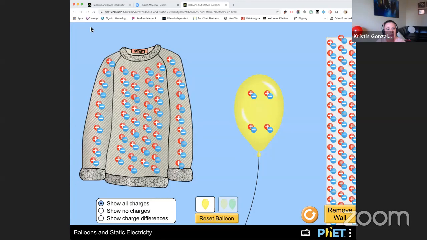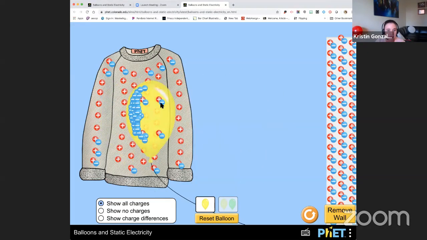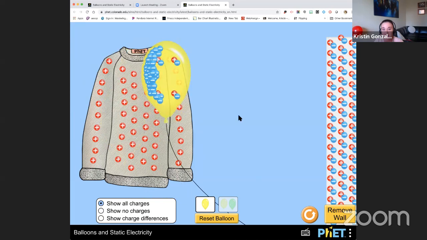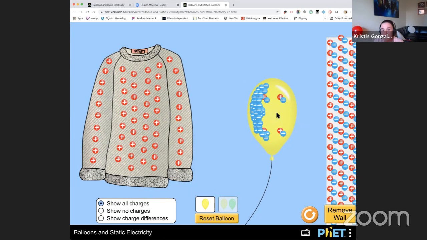So I'm going to switch my share here. And so I have a PhET simulation. I have a neutral sweater, I have a neutral balloon, and I have a neutral wall. Right, so if I take my balloon, I rub it on the sweater, as you can see, we're picking up those negative charges onto the balloon. So the balloon is now negatively charged. My sweater is positively charged, just like my hair and balloon that we saw a second ago.